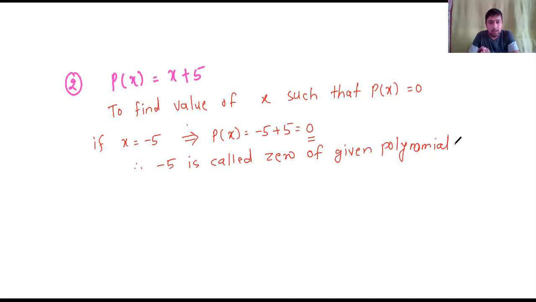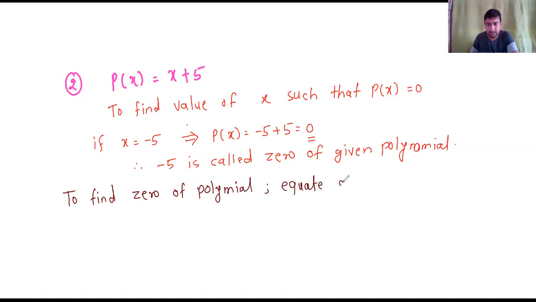Okay, so in simple language, can I say, to find a zero of polynomial, equate the given polynomial to 0. If you want to find out zero of polynomial, you have to equate the given polynomial with 0.